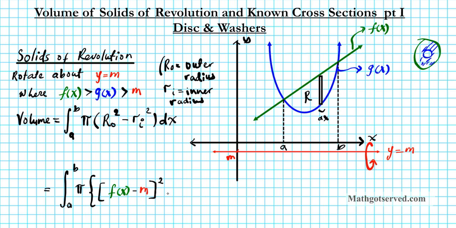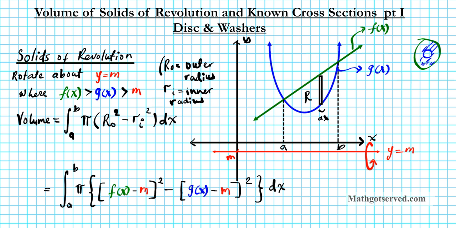All right. So this is the outer radius minus now the inner radius. Can you imagine what that is going to be? Similar process. It's going to be the function that's the inner function, or the function closer to the axis of rotation. This g of x minus the axis of rotation, which is m, quantity squared. So this is the inner radius, okay? And then that entire expression multiplied by dx.